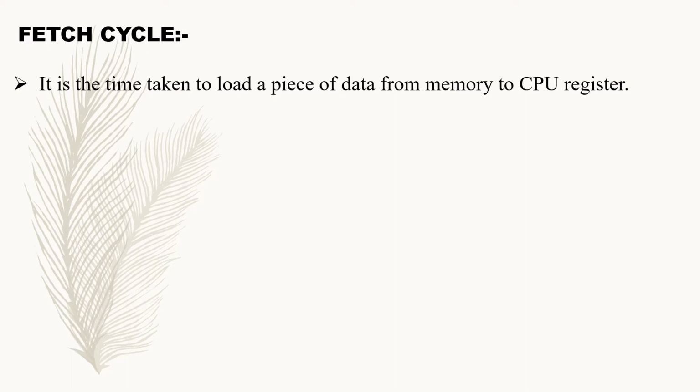So what is fetch cycle? It is the time taken to load a piece of data from memory, that is a peripheral, to the CPU register. It is calculated in clock ticks. The time is very small, so it is always calculated in clock ticks. So this is fetch cycle, the definition and its explanation.